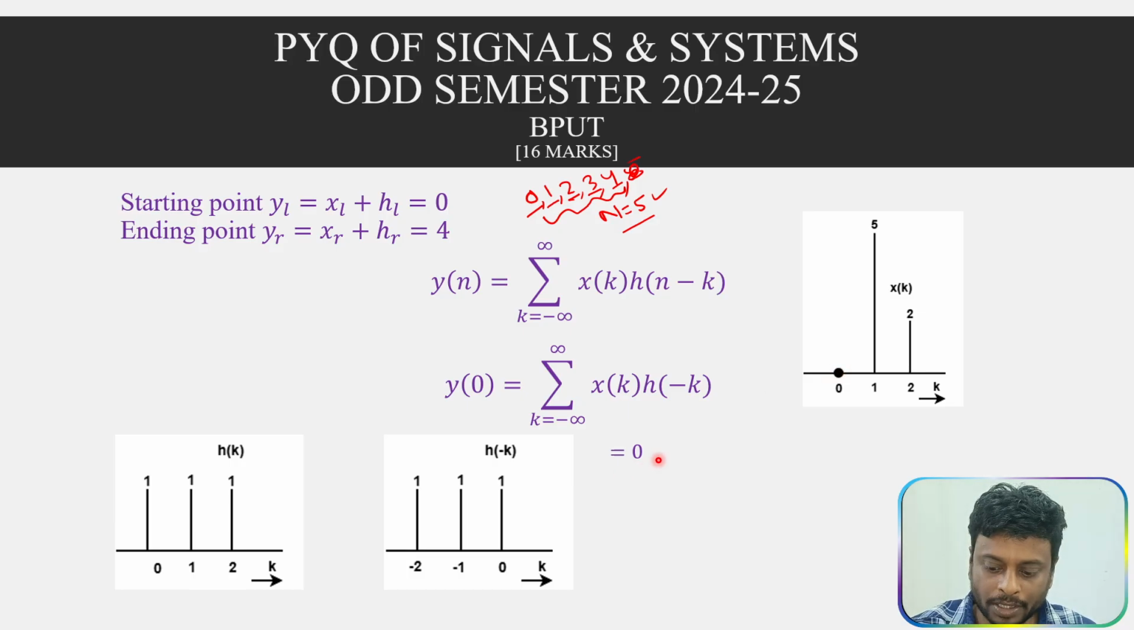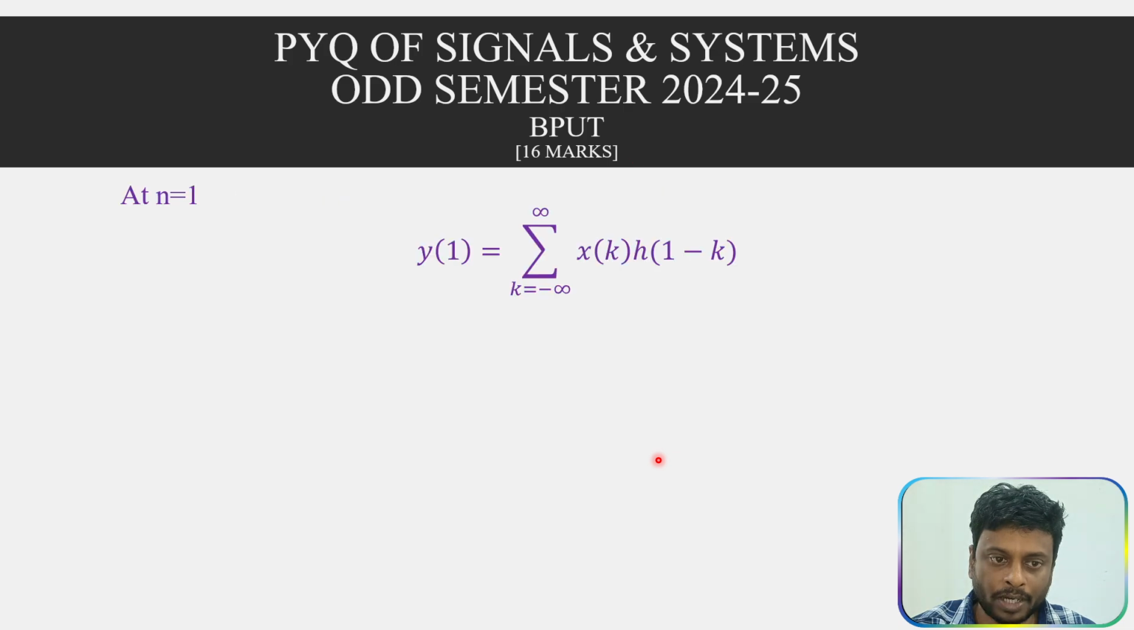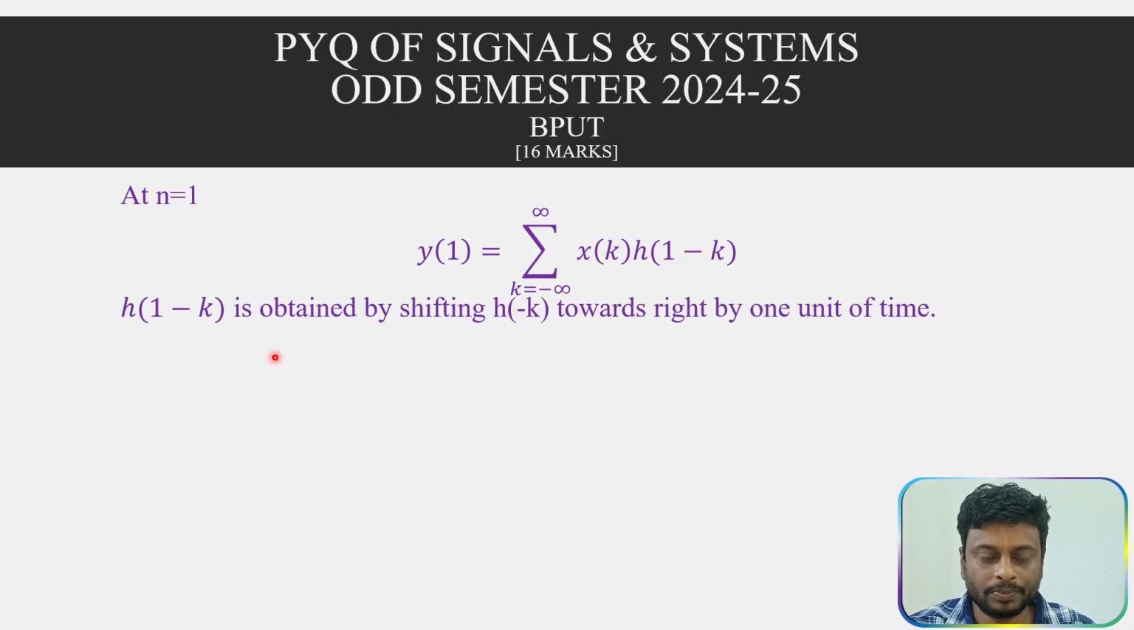Now we need to find out what is y of 1. Okay. So y of 1 at n equal to 1. This is y of 1. So x of k, h of 1 minus k. So how to find out h of 1 minus k: it is obtained by shifting h of minus k towards the right by 1 unit of time. Okay. So let us shift that by 1 unit time.